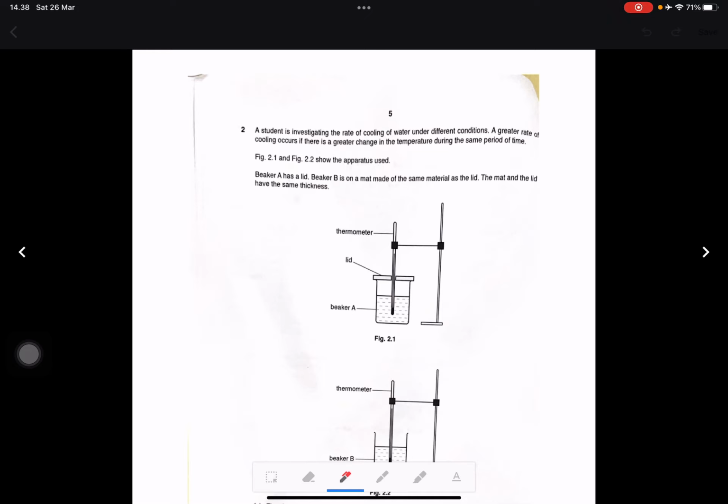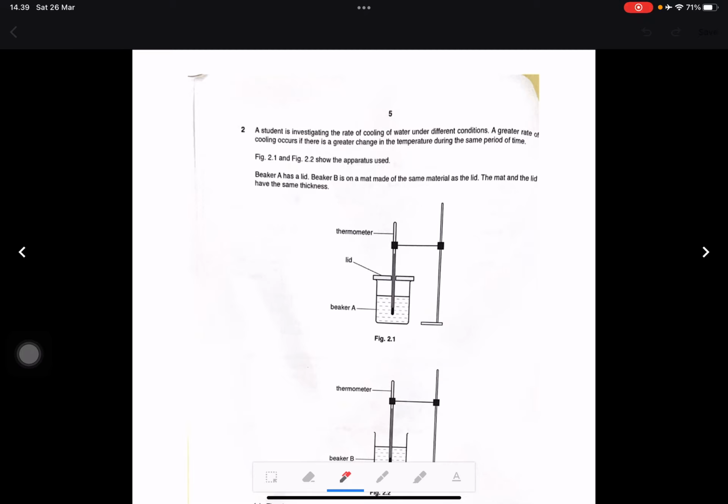Question 2. We have about 4 questions. Let's check question 2. I use the mark scheme from Cambridge to compare this answer with the right answer.